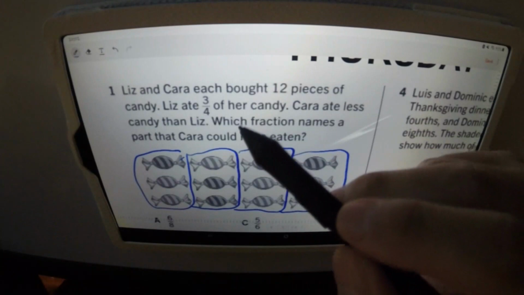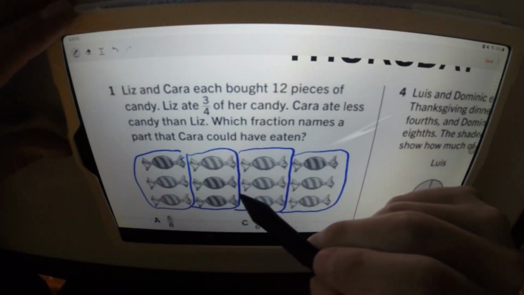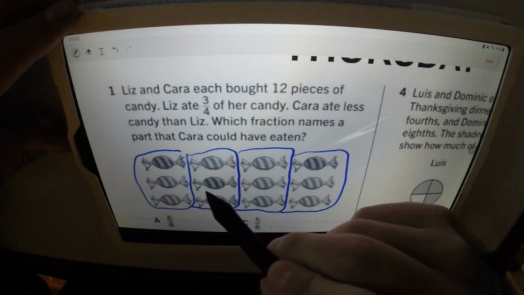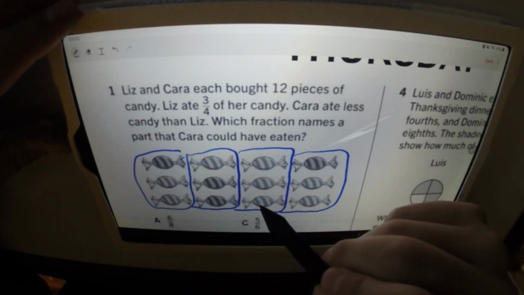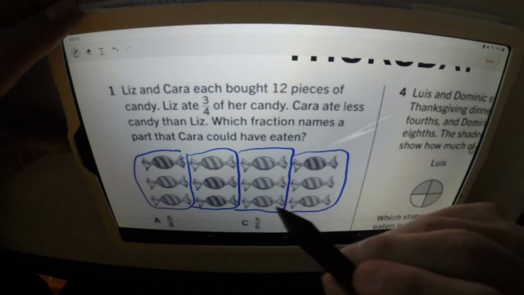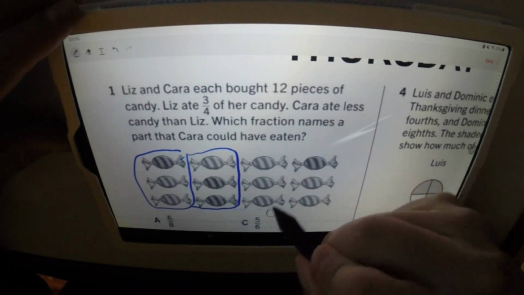Liz ate three-fourths of her candy, so she ate 3 of these sections of total candy. So let's count them: 1, 2, 3, 4, 5, 6, 7, 8, 9. So 9 out of the 12. She ate 9 out of 12 pieces of candy, right? So that's the number we're going to be going for.